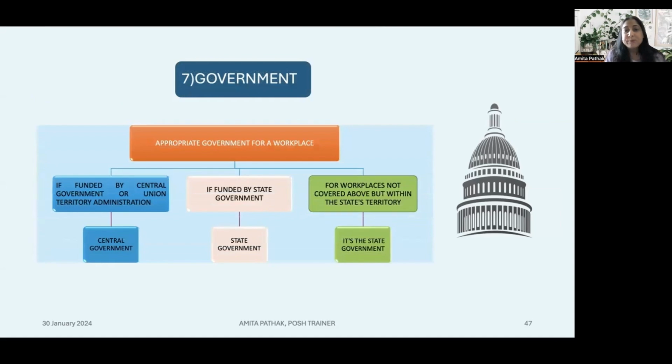Next comes the appropriate government for a workplace. If it is funded by a central government or union territory administration, the central government is there. If funded by a state government, the state government is there. And for workplaces that are not covered but within the state's territory, it is the state government. Like if someone is operating a private company, the employer of the organization has to file annual returns to the state government of that place, with the WCD office or a district office of that state.